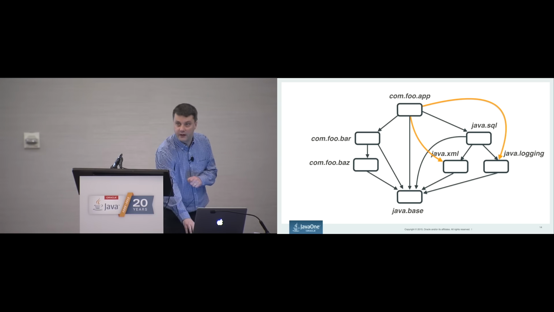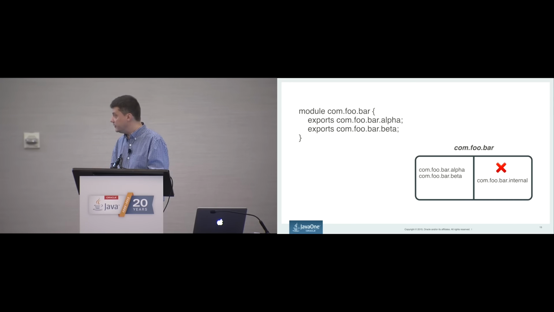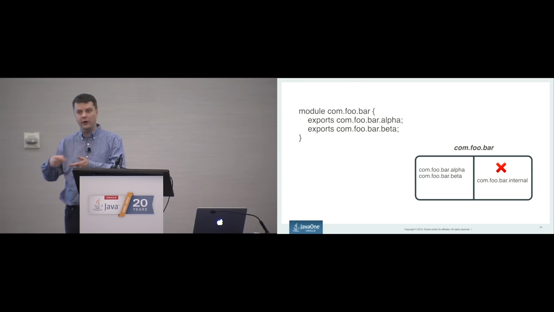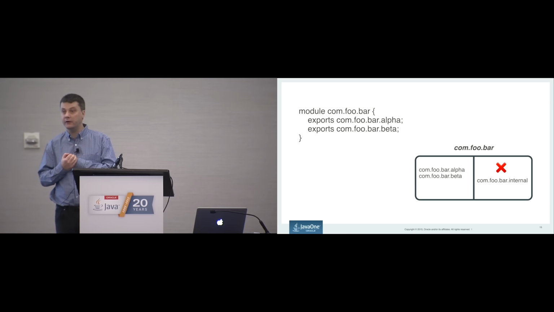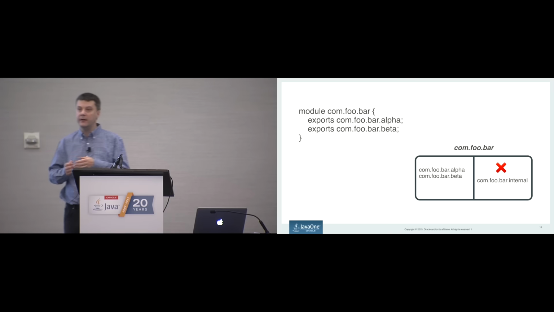I now want to look at another concept in the module system, which is encapsulation. In our module info to date, we've just been requiring other modules. The next keyword I want to talk about is exports. If I am a library developer, I can essentially partition my module into two: the API packages that I want people to be able to use because they are part of the API that I export, and my internal types that are in packages that I don't want anybody to use.